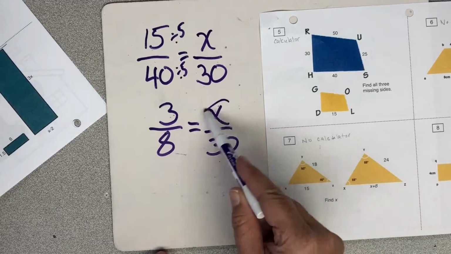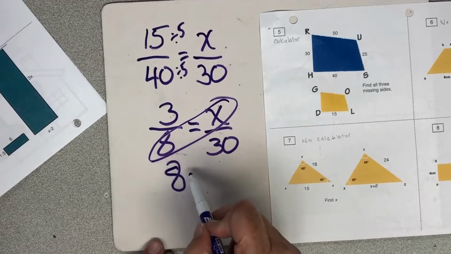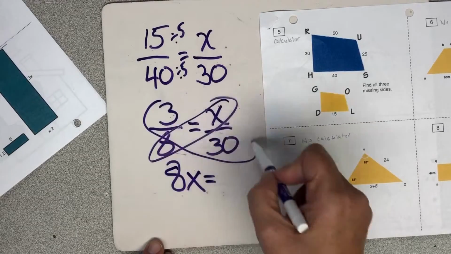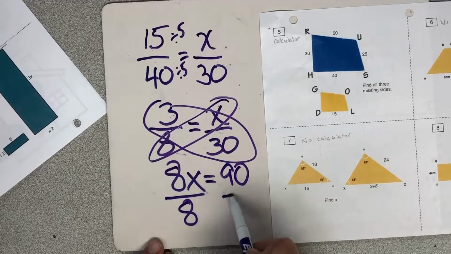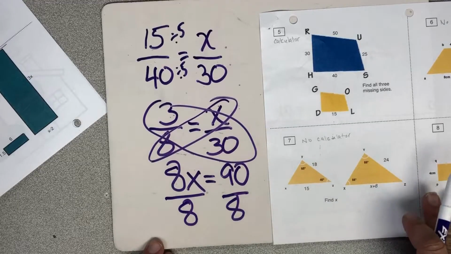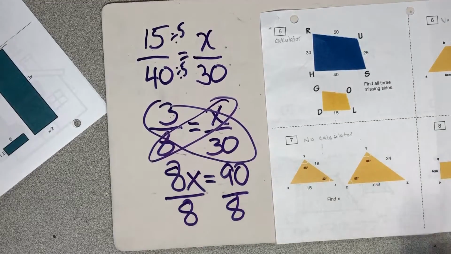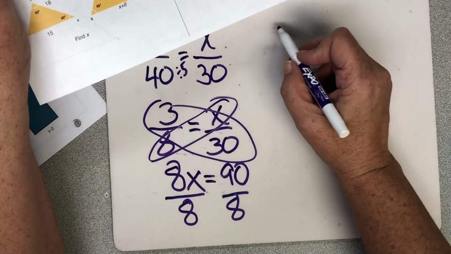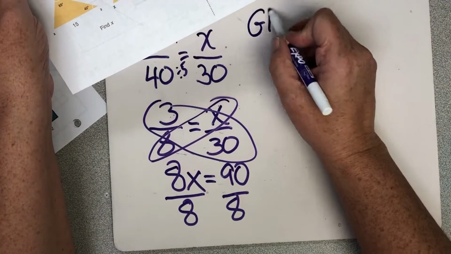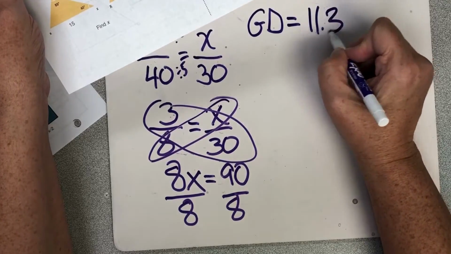So here I can do 8 times x and get 8x, and 3 times 30 is 90. Then I divide both sides by 8. You were allowed to use a calculator in this, and you were supposed to round, I believe, to the nearest tenth. So when I divide 90 by 8, I get 11.25, which rounds to 11.3. So GD equals 11.3.